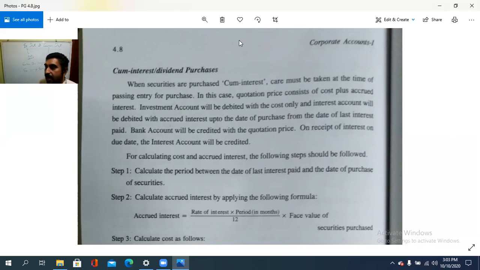So how the accrued interest is calculated, we have to work out. There is a formula for it. When a security is purchased cum-interest, that is with the interest, it is a purchase together with the interest. So the quotation price consists of the cost price plus the accrued interest. That is, the interest amount is also inside there. Investment account will be debited with the cost only, and the interest account will be debited with the accrued interest up to the date of the purchase from the date of the last interest.